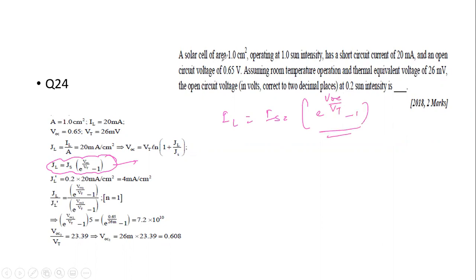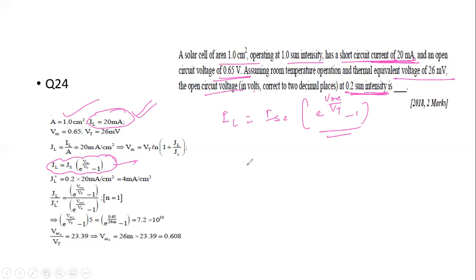The solar cell has an area of 1 centimeter square, and the sun intensity is 1. It has a short circuit current of 20 microampere and open circuit voltage is 0.65 volt. Assume at room temperature the thermal equivalent voltage is 26 millivolt. What is the open circuit voltage at 0.2 sun intensity? So you have to find the open circuit voltage at the 0.2 sun intensity.